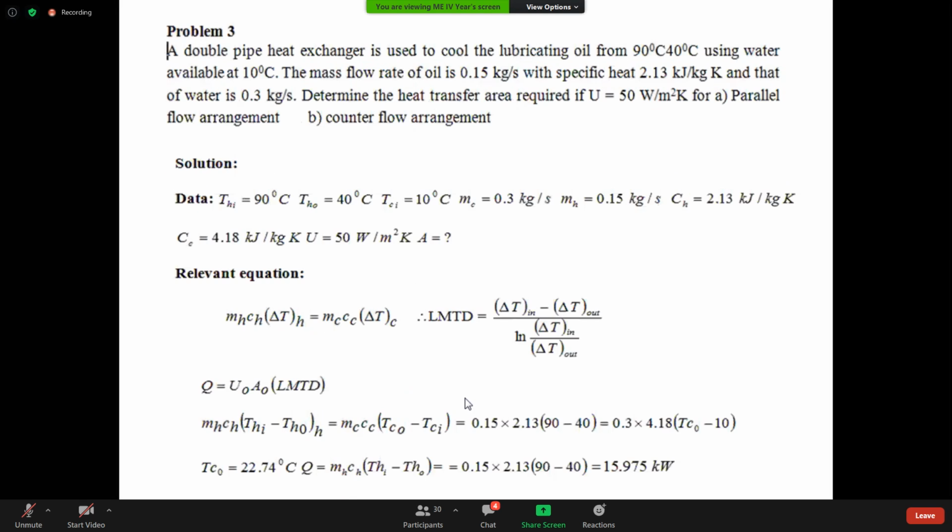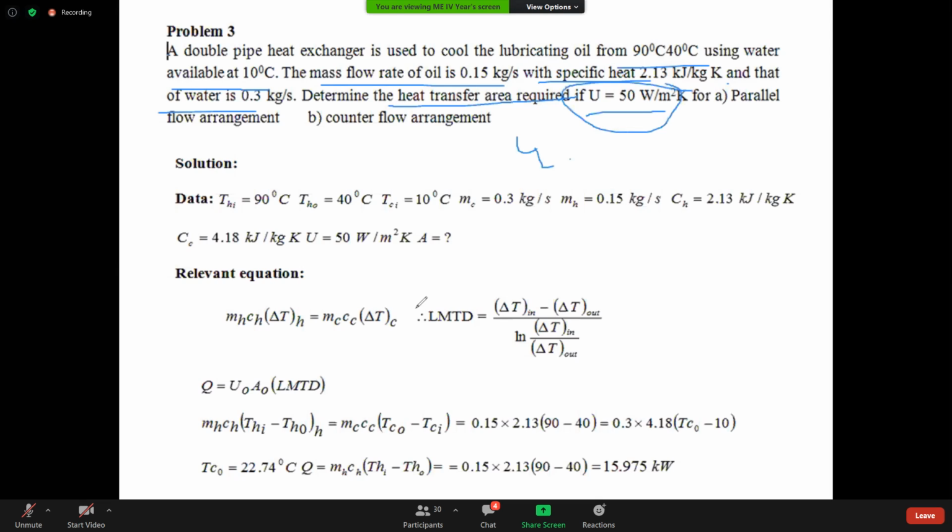This is a problem. A double pipe heat exchanger is used to cool lubricating oil from 90 degrees using available water at a temperature of 10 degrees centigrade. The mass flow rate of oil is this, and specific heat is this, and that of water is 0.3. Look here, he didn't give the specific heat, so take 4.2. Determine the heat transfer area required if U is equal to 50. He gave U directly.